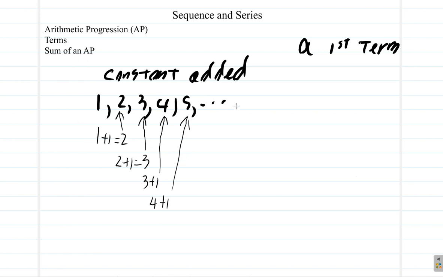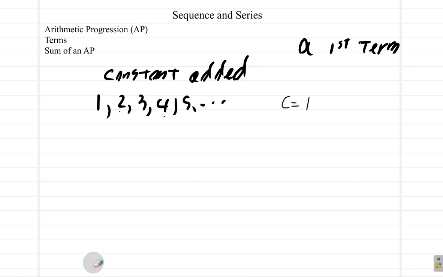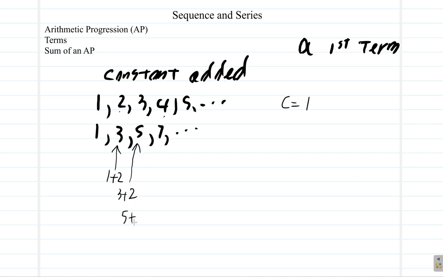Alright. So, the constant is equal to 1 in this case. Let's look at another sequence. Suppose you have 1, 3, 5, 7, and so on and so forth. You start with 1. 1 plus, what do you add to 1 to get 3? 2. You get 3. 3 plus 2, you get 5. 5 plus 2, you get 7. So in this case, our constant is 2.